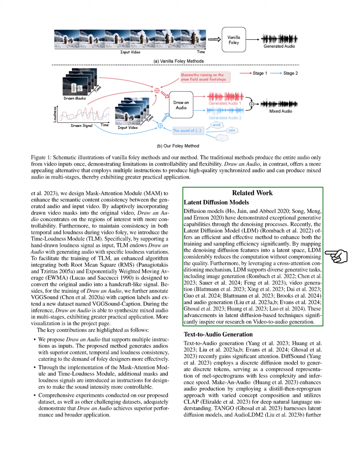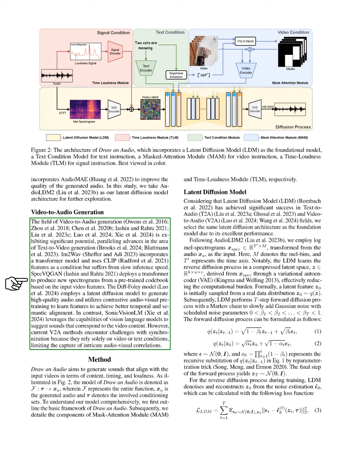Next, we look at video-to-audio generation, which shows great promise alongside advancements in text-to-video generation. IM2Wav uses a transformer model with CLIP features but has slow processing speeds. Spec-VQGAN generates new spectrograms from a pre-trained codebook based on video features. The Diff-Foley model also uses a latent diffusion model to create high-quality audio and learns features for better alignment of audio and video. In contrast, Sonic Vision LM uses vision language models to suggest sounds that match video content.